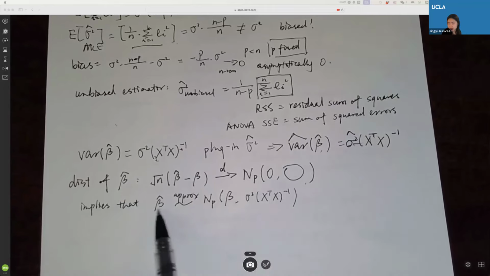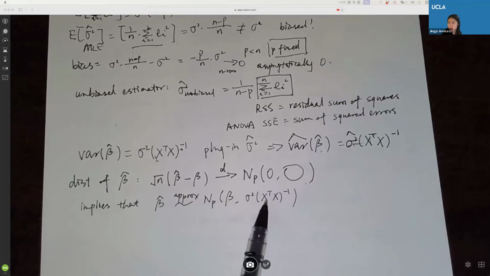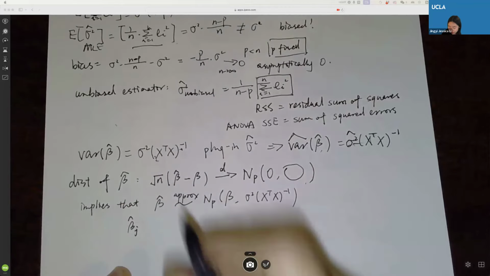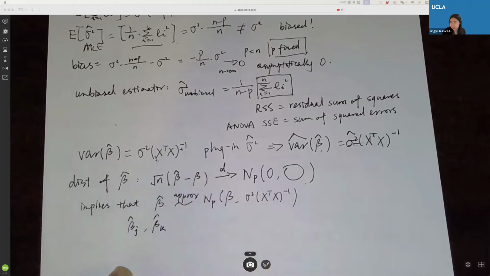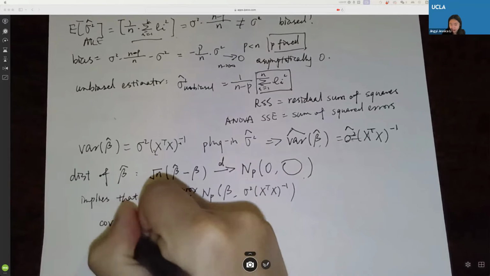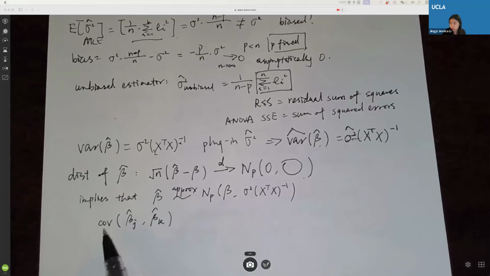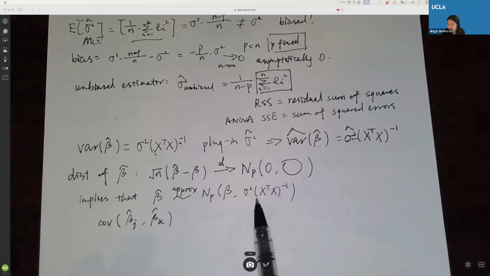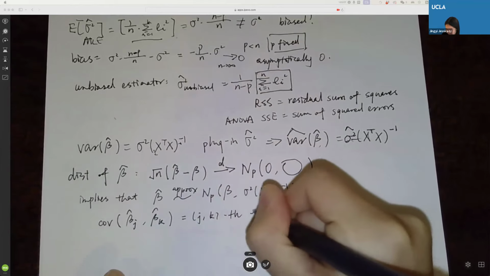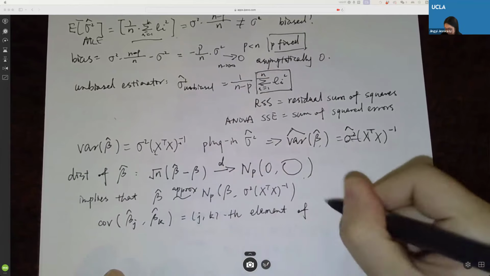And beta hat has p elements, for the p covariates or p predictors. Their corresponding beta hat estimates are not necessarily uncorrelated. This is one thing. If you think about beta hat J and beta hat K, which are the estimates for two predictors, J and K, and think about their covariance, each is a scalar random variable, so their covariance is a scalar. This can exactly be obtained from this covariance matrix, which is the JK element of this.